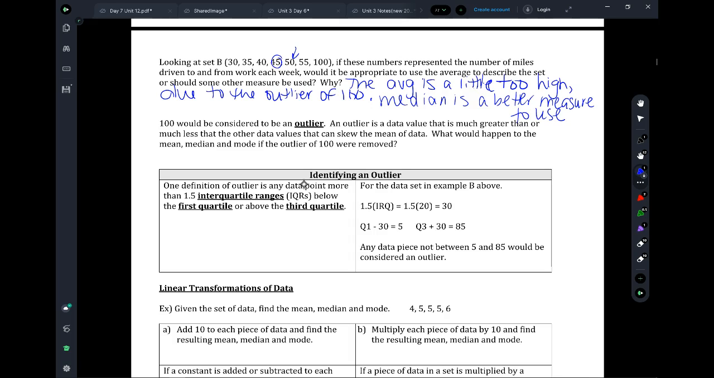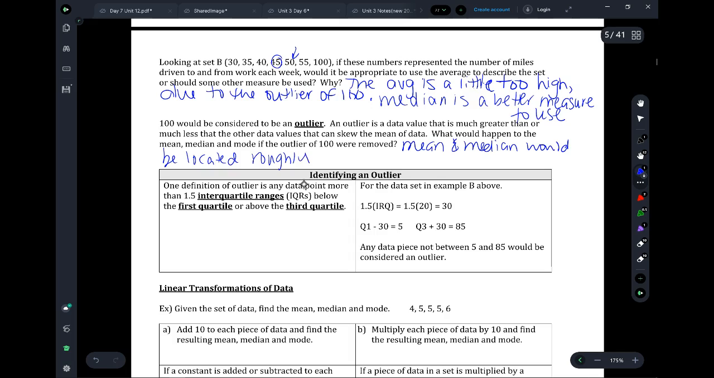So if that 100 was removed, the mean and median would be located roughly in the same spot as each other, I should say, in the same spot. I'll put the word equal to each other. So that says equal to each other.